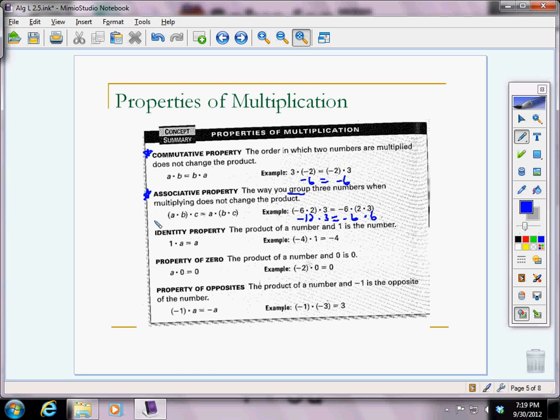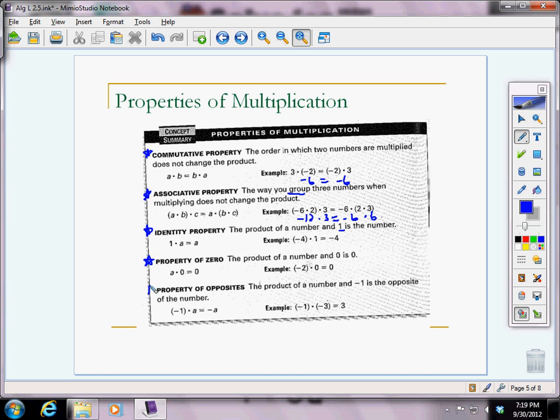Our identity property just states that if you multiply a number by 1, the number keeps its identity. 1 times any number is going to equal that number. Negative 4 times 1 is going to equal negative 4. It keeps its identity. It's the identity property. The property of 0, this is something you already know. We just have a property to say that it's always true. If you multiply 0 by any number, you get 0. Negative 2 times 0 is 0. 1,032,000 times 0 is going to be 0.